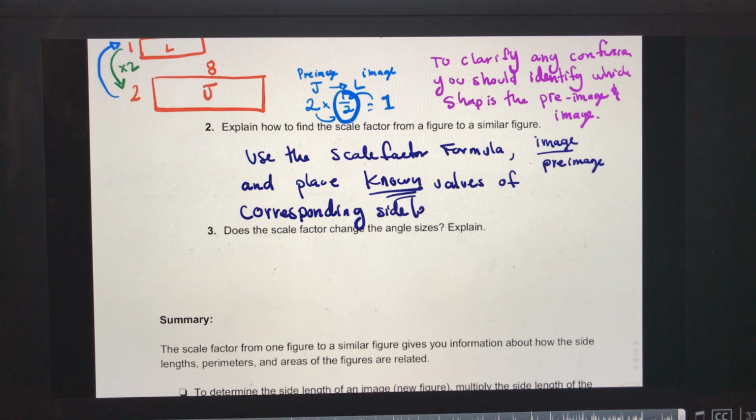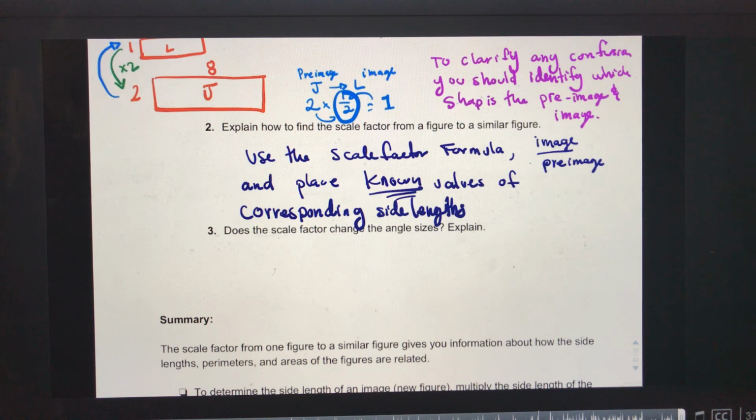Corresponding side lengths. What that means with corresponding side lengths is that you want to use the long side to the long side, short side to short side. You cannot compare a long side image to a short side pre-image. It's not going to work. So long to long, short to short, whatever it might be. Think of Dr. Evil. Make sure that they're both using their right hand. So make sure you're using the same side length.